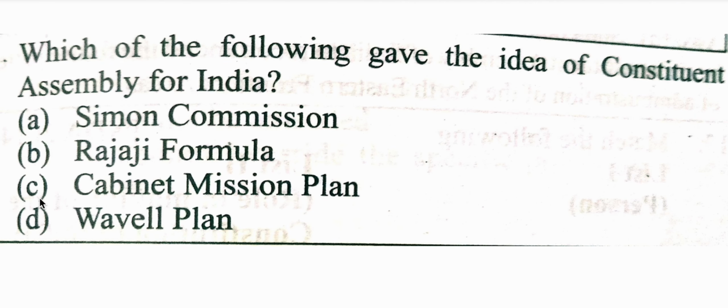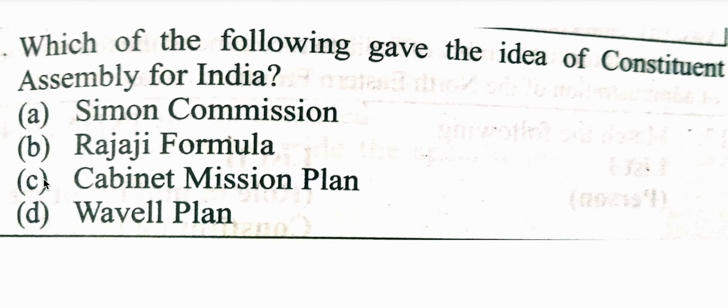Second question, which one of the following gave the idea of Constituent Assembly for India? Option A, Simon Commission. B, Rajaji Formula. C, Cabinet Mission Plan, and D, Wavell Plan. So the correct answer is option C, Cabinet Mission Plan.